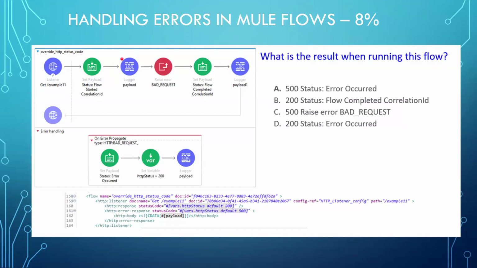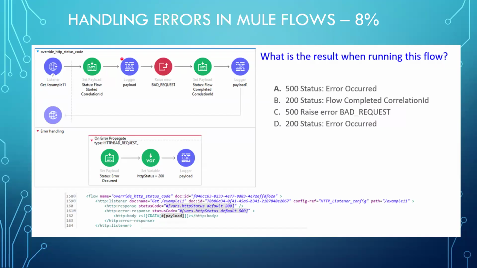First of all, what do you notice in the XML code? I think this raise error will raise the error and this on-error propagate will catch. But here we are setting the HTTP status variable as 200, maybe even though it's an error. And we are setting the payload as "error occurred." Let's see how it runs. So we've got the HTTP status code.